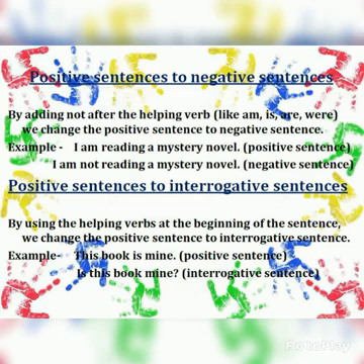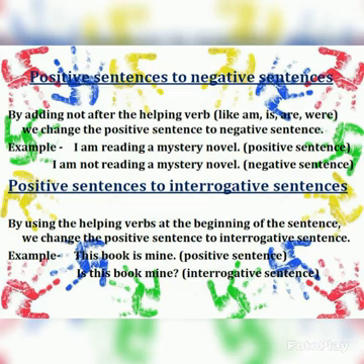For example, I am reading a mystery novel. Here, the helping verb is am. So, in order to convert the sentence into negative, we will add not after the helping verb am. And thus, the negative sentence will be, I am not reading a mystery novel. So, this is the first rule of how to convert a positive sentence to a negative sentence. Identify the helping verb and just add not after that.